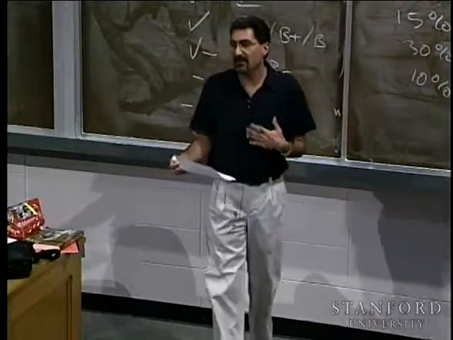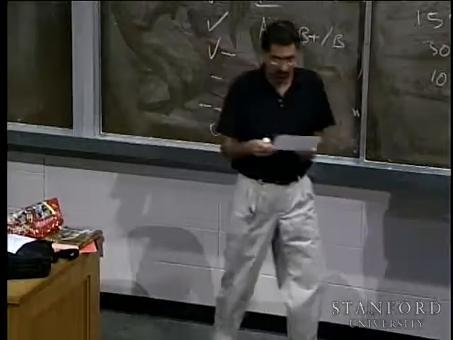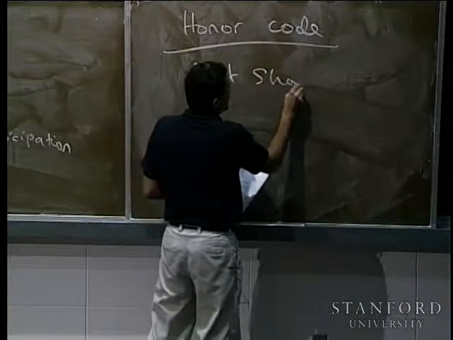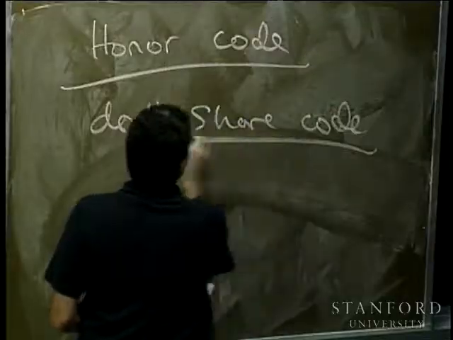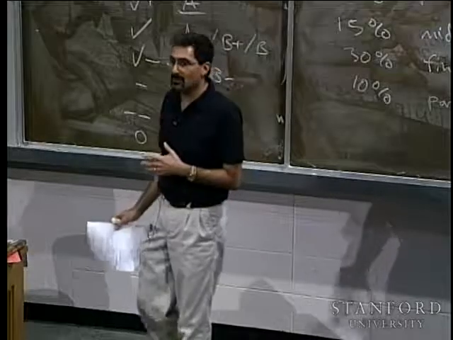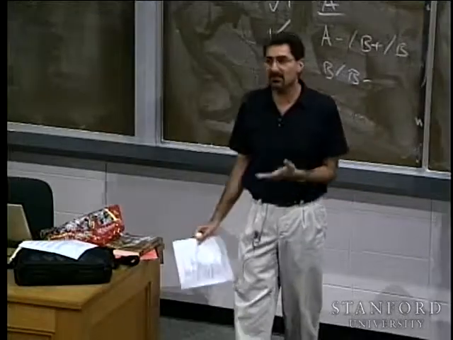We try to make a bright line for where you've crossed the line for the honor code, which is don't share code. Plain and simple, in any respect. Okay? Don't give a file to someone else that's got your code in it. Don't get code from someone else. Don't look at someone else's printout. Don't give them a printout.